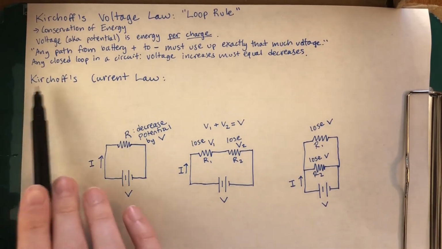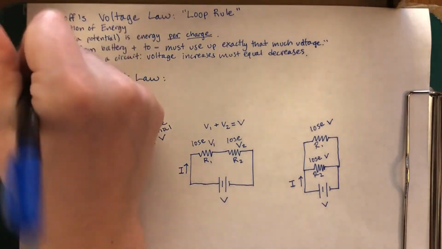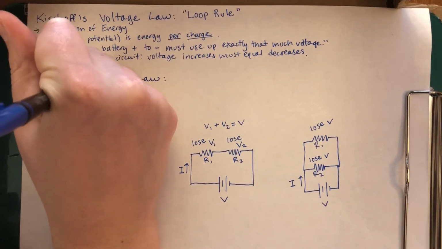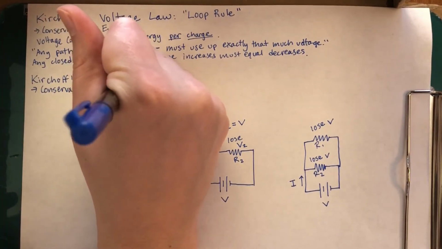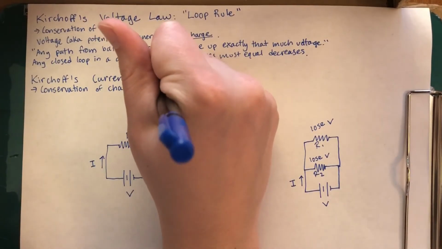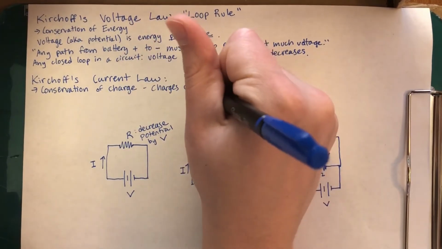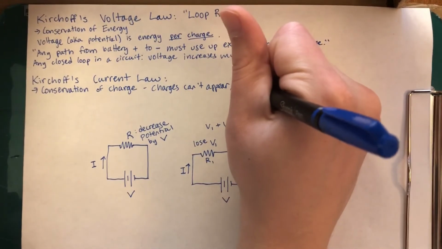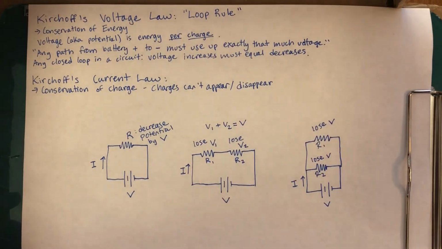Now let's talk about Kirchhoff's current law. This comes from conservation of charge, meaning the charges can't just appear or disappear. They have to come from someplace.